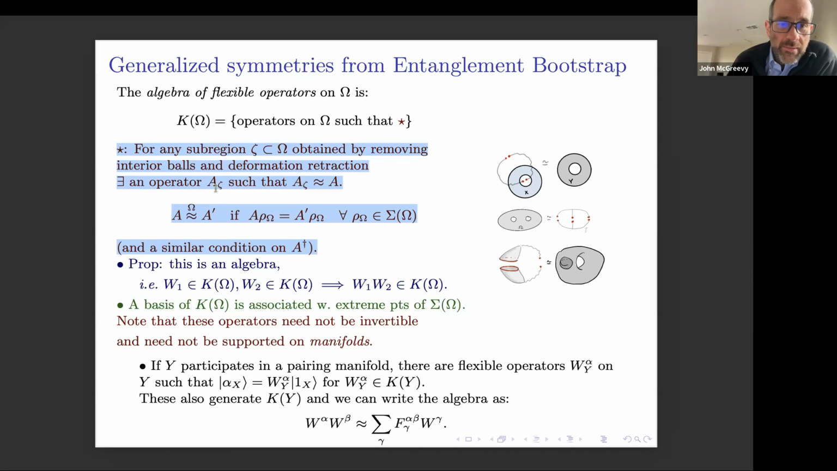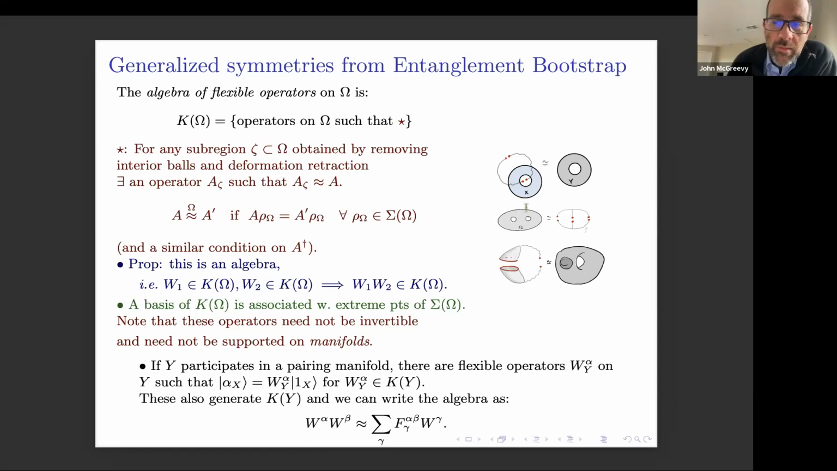And the key demand is that there's this weaker notion of operator equivalence, which we write with a double twiddle. Two operators are equivalent in this sense if, when acting on any element of the information convex set of the region, they give the same answer. And an operator is what you could call flexible if you can find an equivalent operator in this sense whose support can be moved around arbitrarily while preserving the topology.